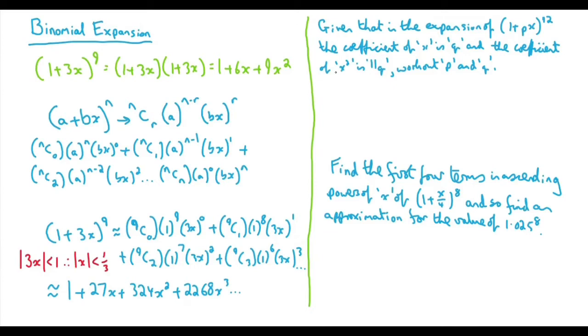To start expanding then, for the first term, we're going to have 12 choose 0, 1 to the power of 12, and then px to the power of 0.